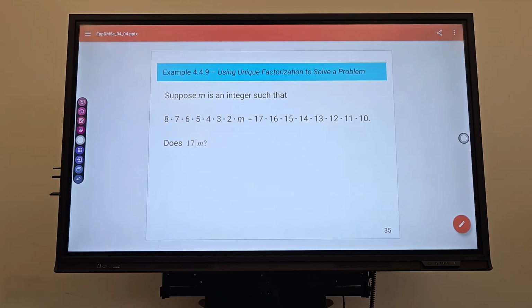Suppose m is an integer such that 8 times 7 times 6 times 5 times 3 times 2 times m equals 17 times 16 times 15 times 14 times 13 times 12 times 11 times 10. Does 17 divide m?